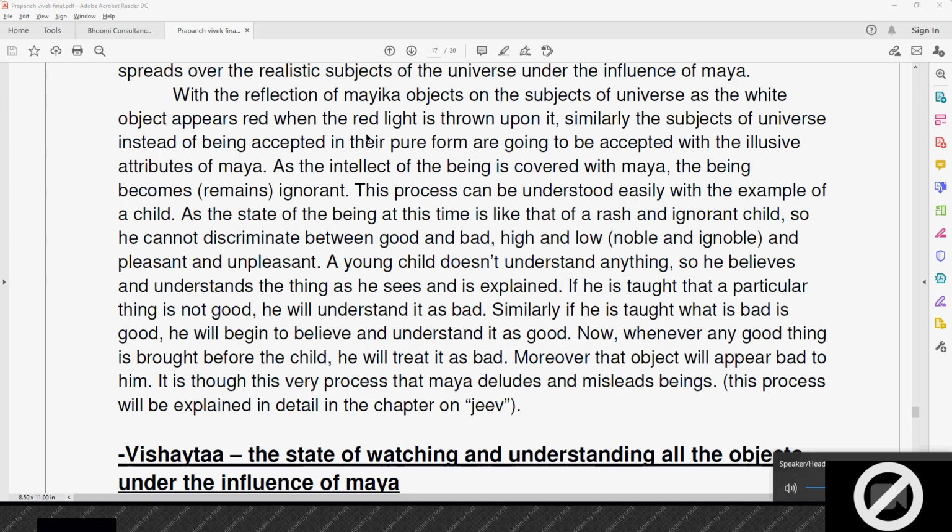But what happens when Maya affects us? First of all, the real form of the chair, it means that we will stop identifying the chair as the form of Brahma. This is the first step. Secondly, I will be identifying the chair as my chair, that it belongs to me. I am the owner of the chair.